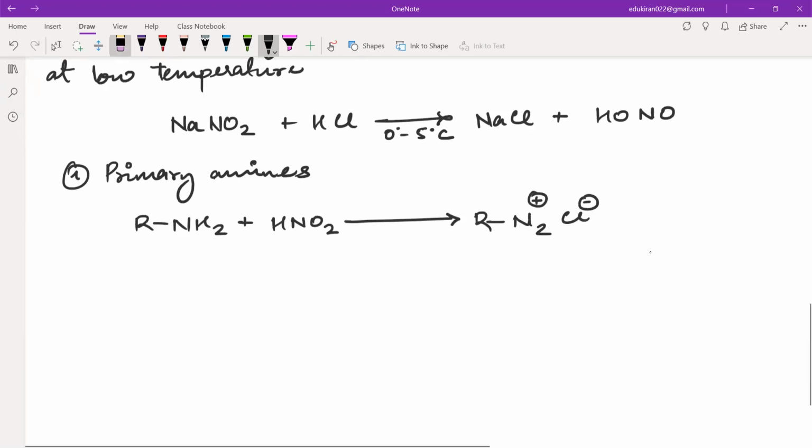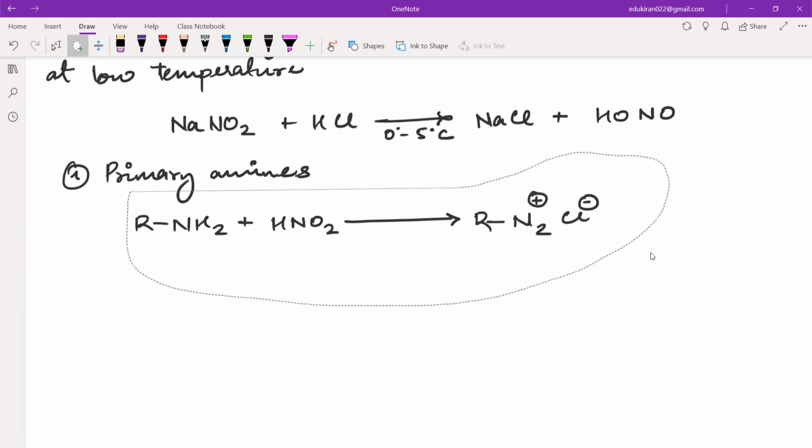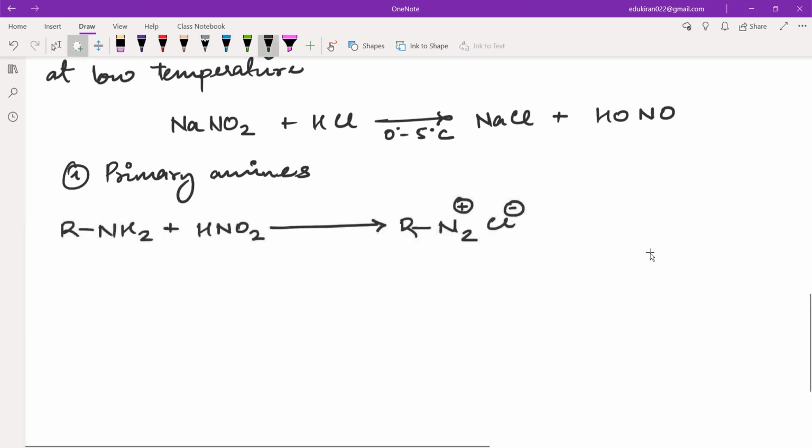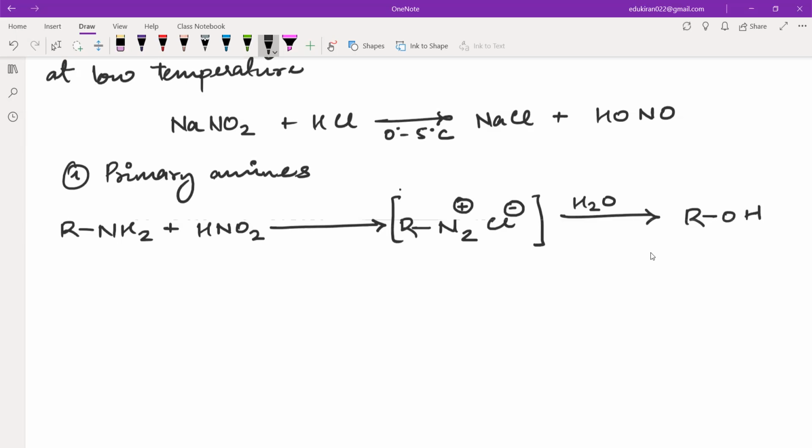I think you should remember by now the Sandmeyer reaction. Here also there will be prepared a benzene diazonium salt. It is something like this only, N2 and Cl negative. Now when you have N2 and Cl negative, this is going to be very unstable. When you add water to it, you will get ROH, plus from Cl negative I will be getting HCl, and N2 will be released as a gas.